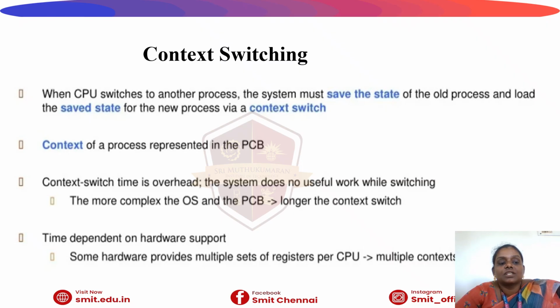And context switching is nothing but saving one process state and loading another process state. So when the CPU switches to another process, the system must save the state of the old process and load the saved state for the new process by using the context switch. For example, we can study maths, get a phone call, and then continue the subject. You remember where you stopped. That memory saving is context switching.